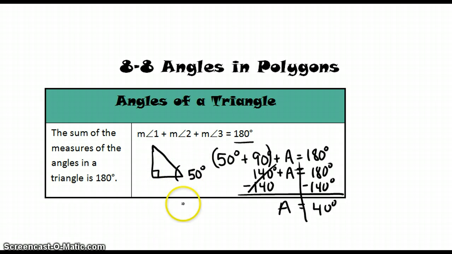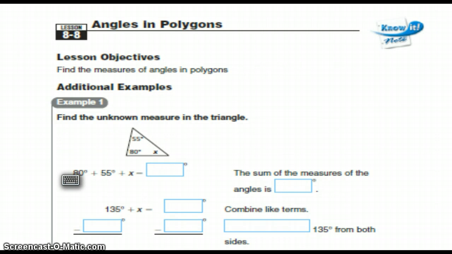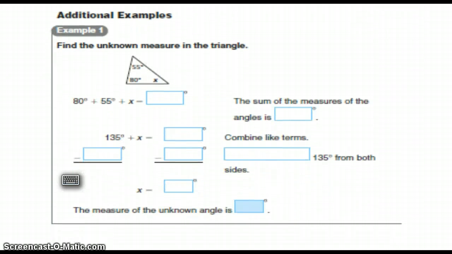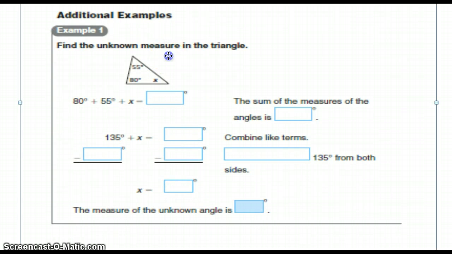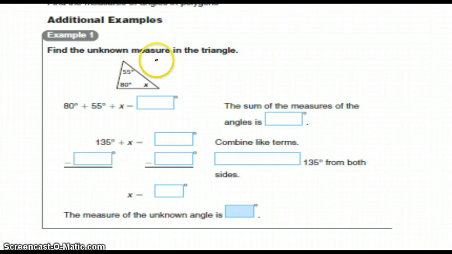So I knew two of the angles, and I could calculate the third one because I knew that every triangle had 180 degrees in it. So now we have some other possibilities. We have a triangle, and it has the measures of 55 degrees, 80 degrees, and an unknown x. So I know that 80 plus 55 plus x should equal 180 degrees. Always in our triangle, 180. So every triangle is 180 degrees.